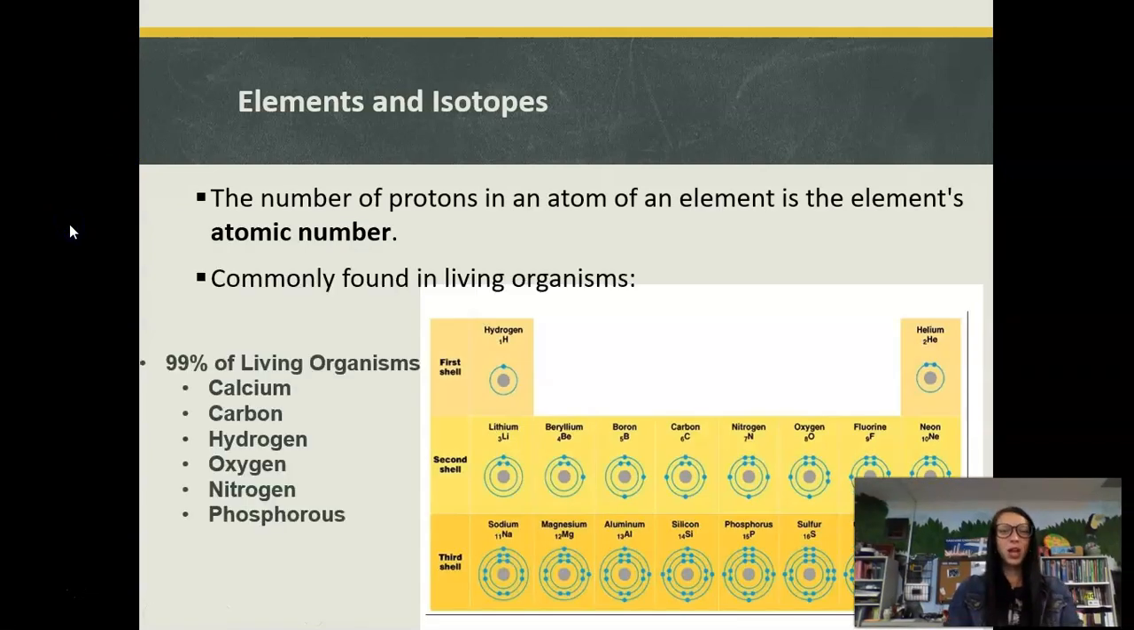Okay. So we already know that the number of protons in an atom of an element is the element's atomic number. And even though there are over 100 elements on the periodic table, only about 20 of them are found in most living organisms. And only about 6 or so of them are quite prominent. So these ones in our mini periodic table here are some of the major elements you'll find in living organisms. These 6 elements over here make up about 99% of all living organisms. These 6 major elements are calcium, carbon, hydrogen, oxygen, nitrogen, and phosphorus.